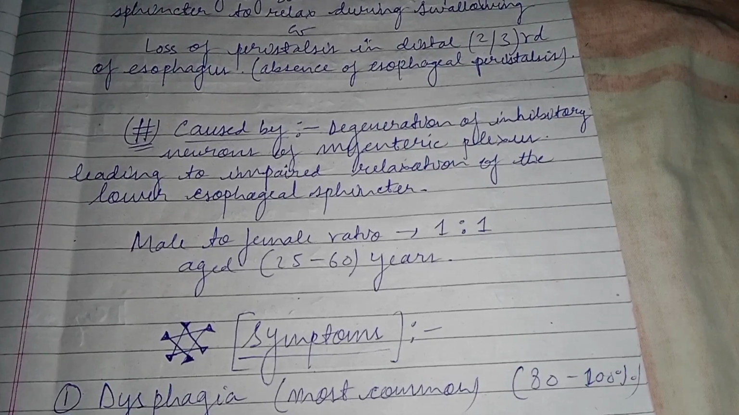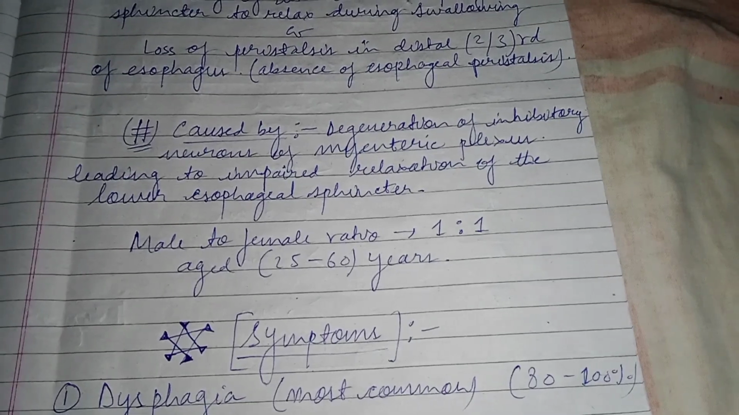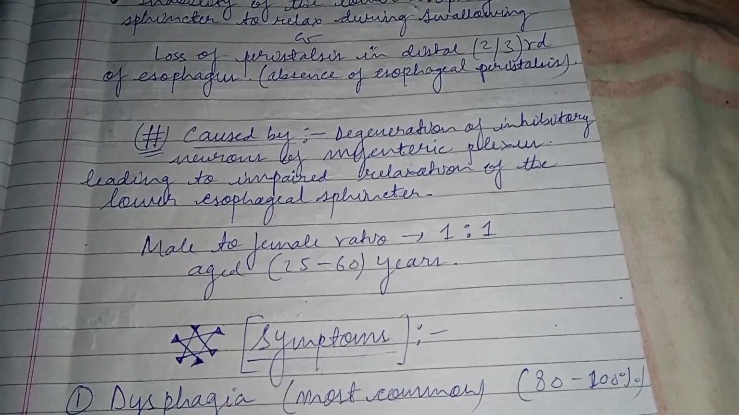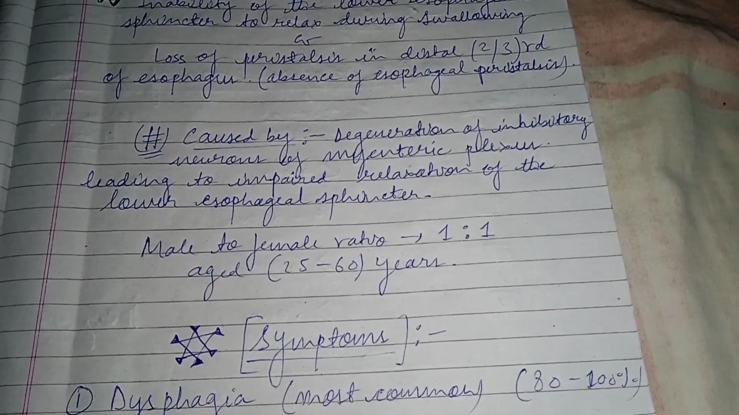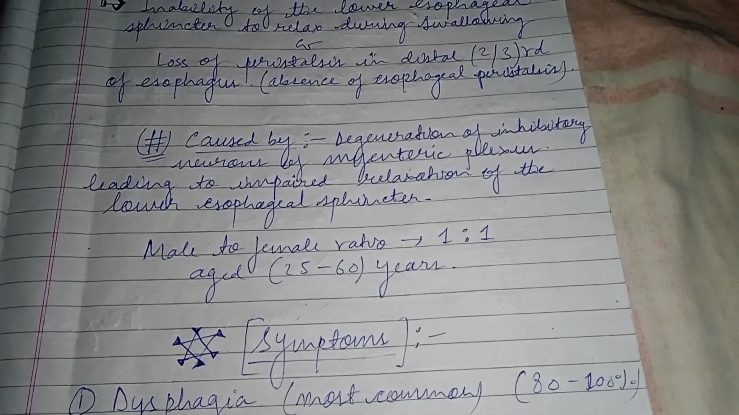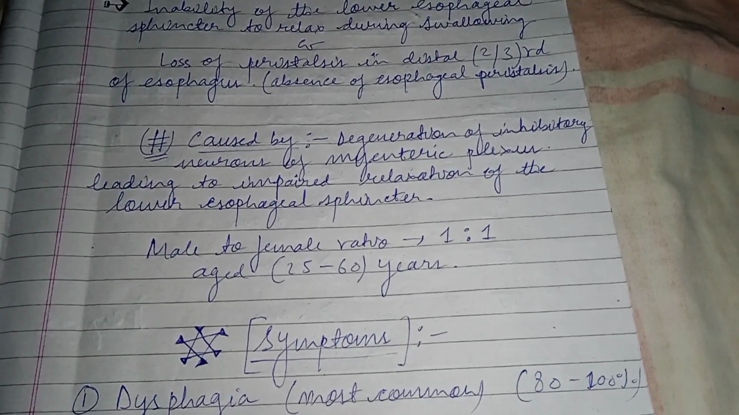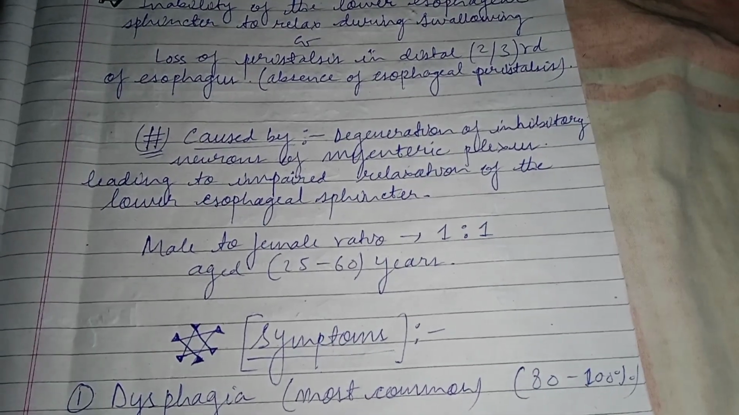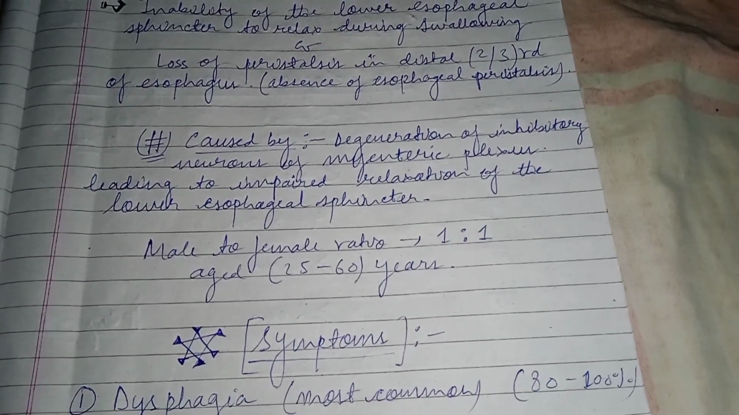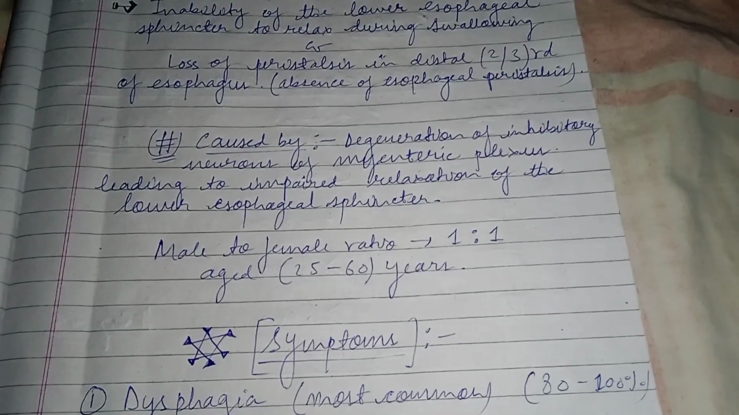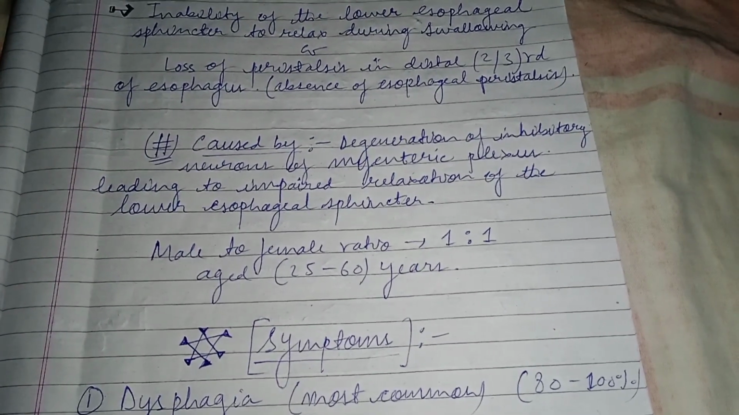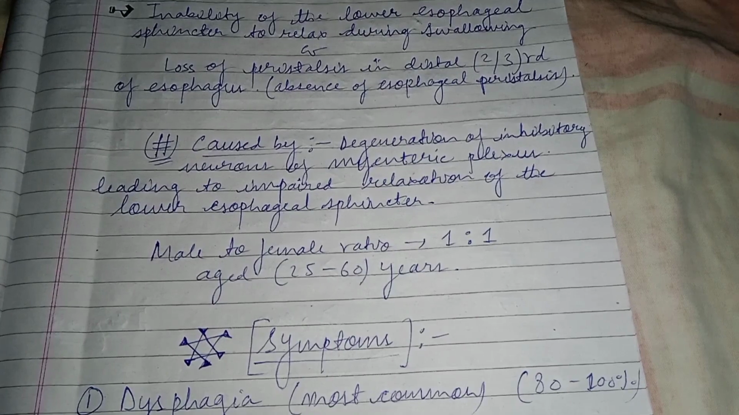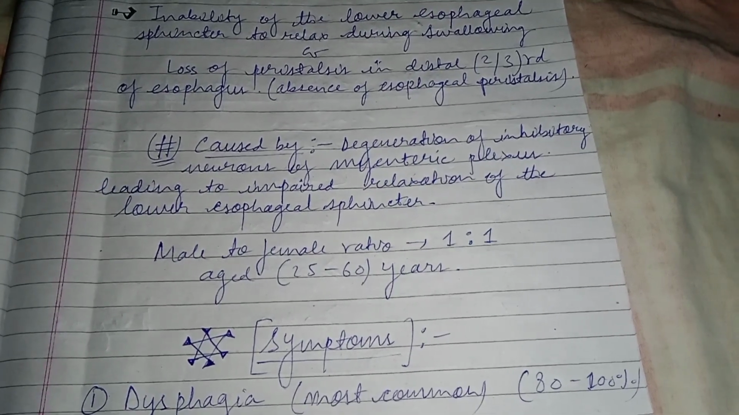So what are the causes? So generally, the degeneration of inhibitory neurons of the myenteric plexus leads to impaired relaxation of the lower esophageal sphincter. Though the actual cause is unknown till now, it is estimated that the degeneration of the inhibitory neurons of the myenteric plexus leads to this problem.